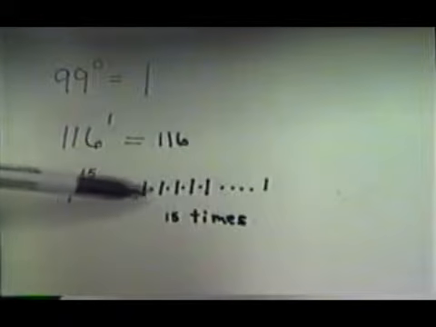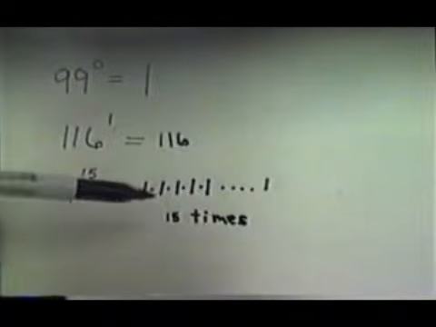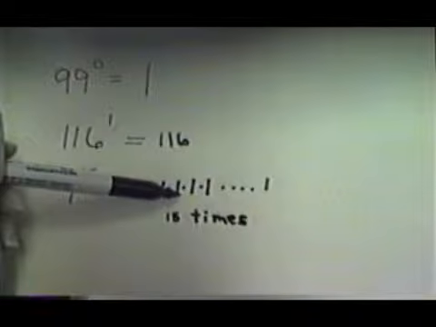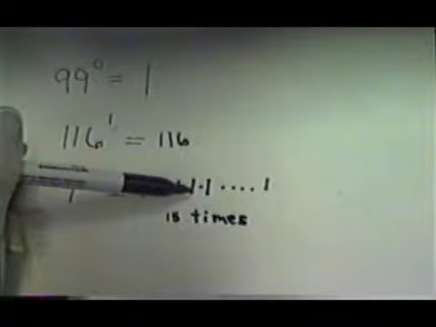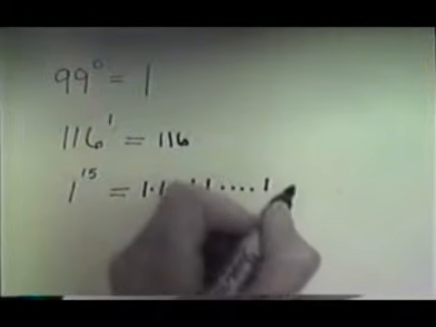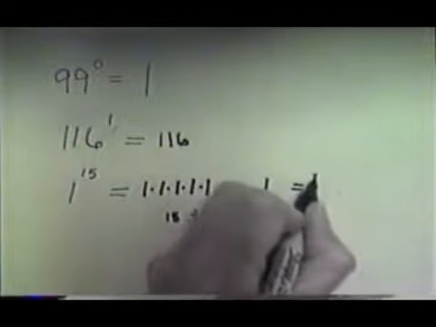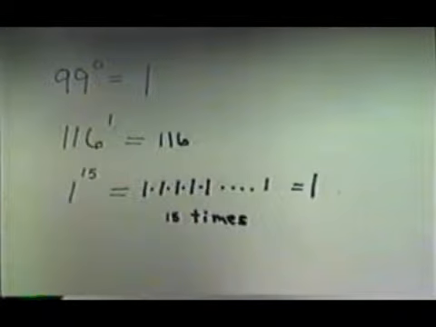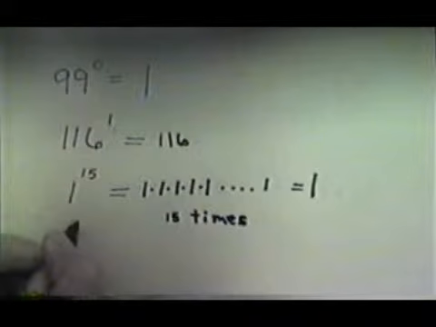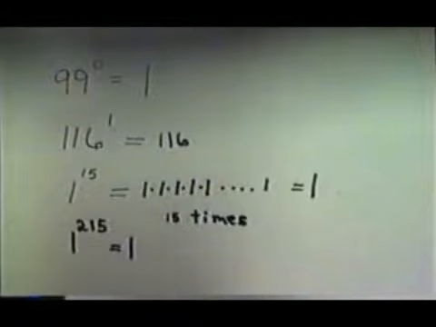If I multiply 1 times 1, I'm going to get 1. If I multiply times 1 again, I would still get 1. Times 1 again, I would still get 1. So no matter how many times I multiply 1 by itself, I'm still going to get 1. So if I said 1 to the 215th power, my answer would still be 1.